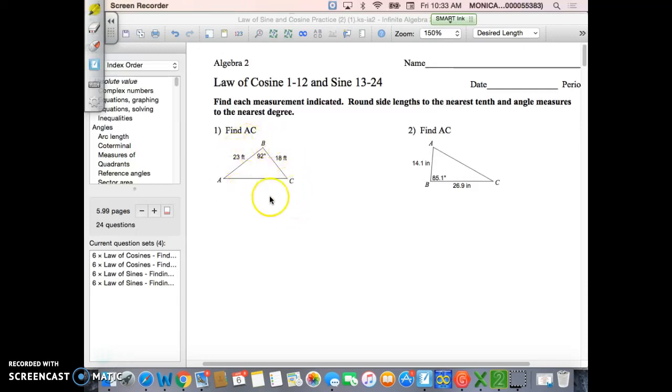So if you look at examples 1 and 2, you'll notice there is no right angle indicated in these two triangles. And so in my mind, I'm thinking, okay, I'm not going to be able to use SOHCAHTOA. I'm going to have to either use the law of sine or the law of cosine.